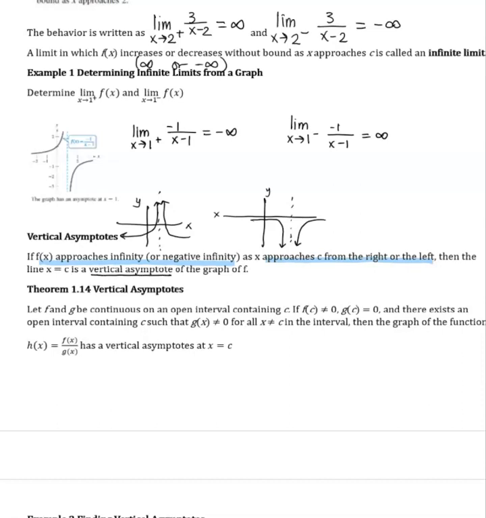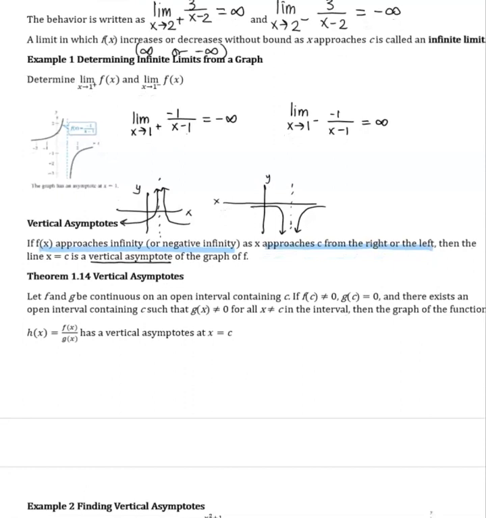So in this class, when we are asked to show that something is a vertical asymptote, we need to show that the limit as x approaches that x value where you claim the vertical asymptote is, from the left and the right, is positive or negative infinity.